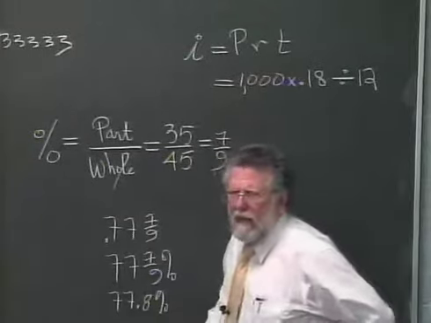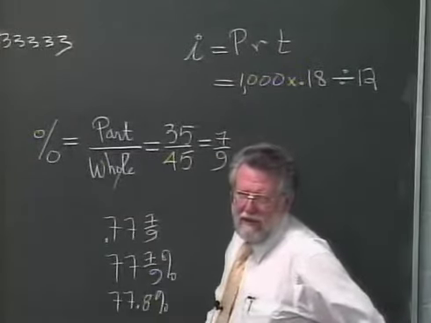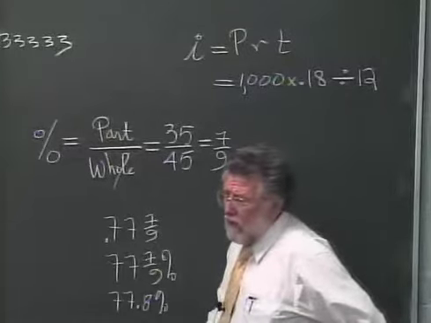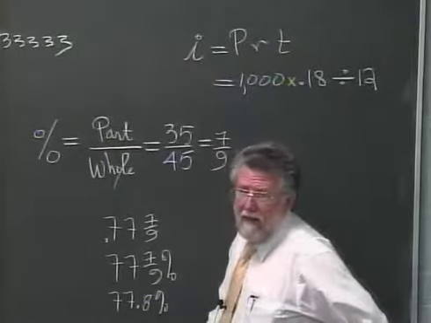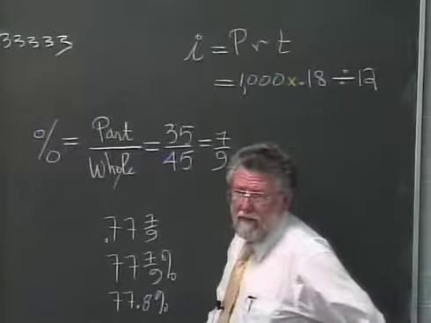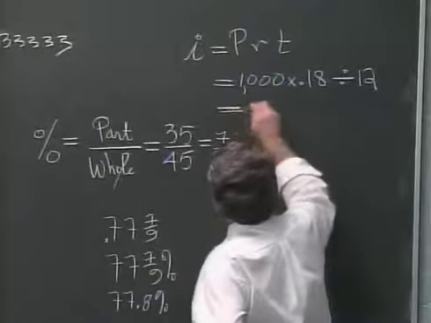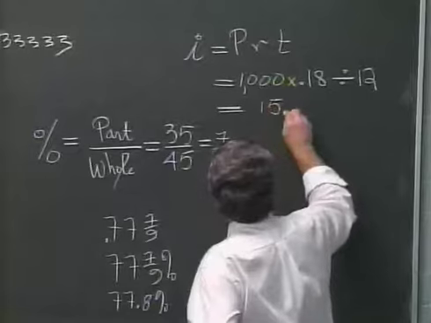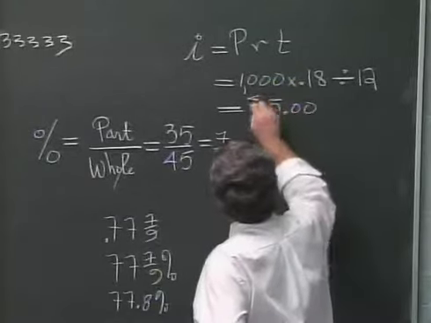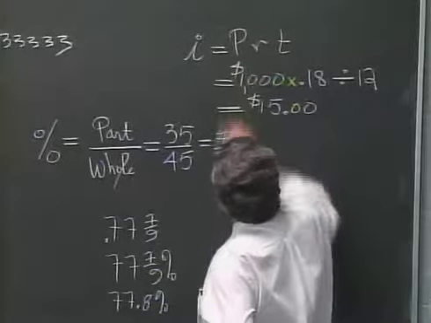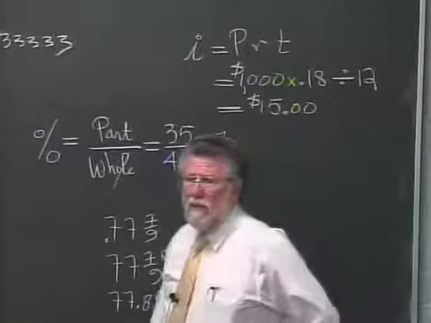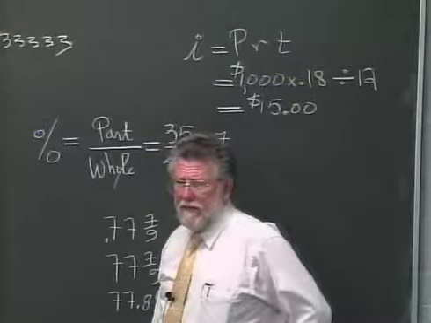Now, if you say, well, wait a minute, I thought you said times. Well, times 1/12 is the same as dividing by 12. What do you get? I agree. So $15 to put it under the tree for the month.